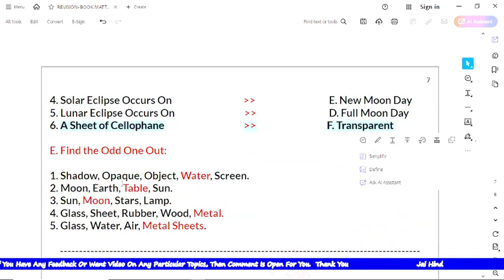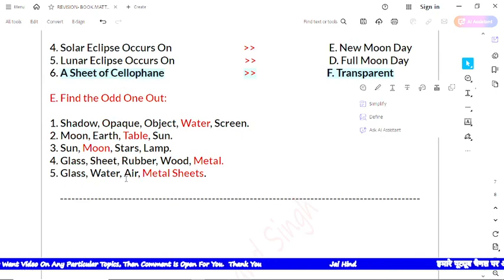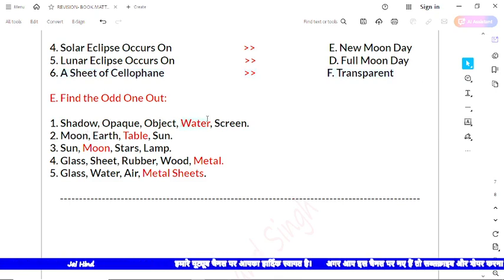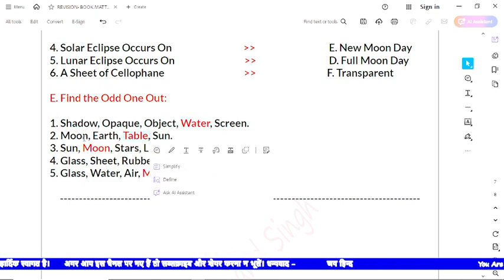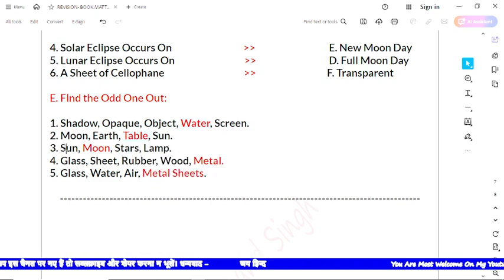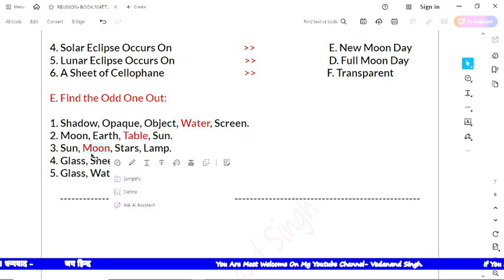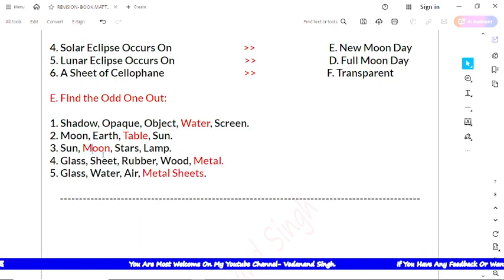Now the next, you have to find the odd one out: shadow, opaque object, water, skin. The water is the odd one among all these options. The moon, earth, table, sun. The table is the odd one among these four options. Now the next is the sun, moon, star, lamp. The moon is the odd one out because all the others have their own light. The moon has no light of its own.